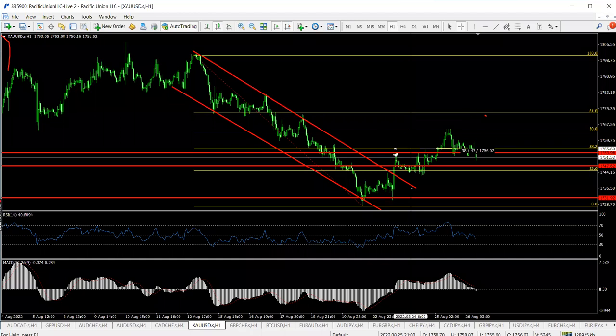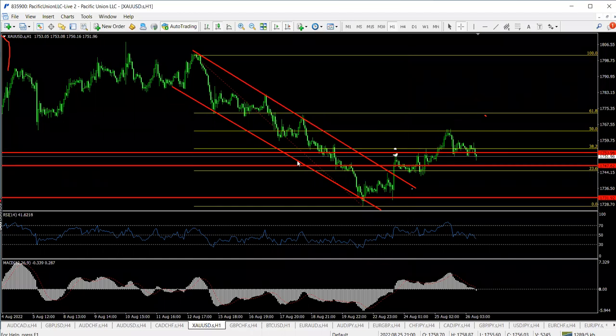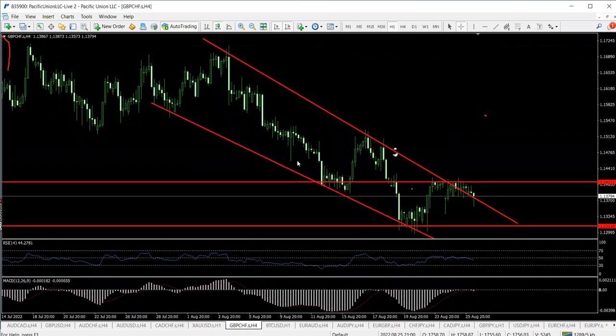So let's mine all these analyses. They are very, very helpful. Now for GBP CHF, it's still forming. We have a falling wedge. Price is yet to break out of the falling wedge, so we'll still wait. It's more or less forming, it hit a resistance level here.